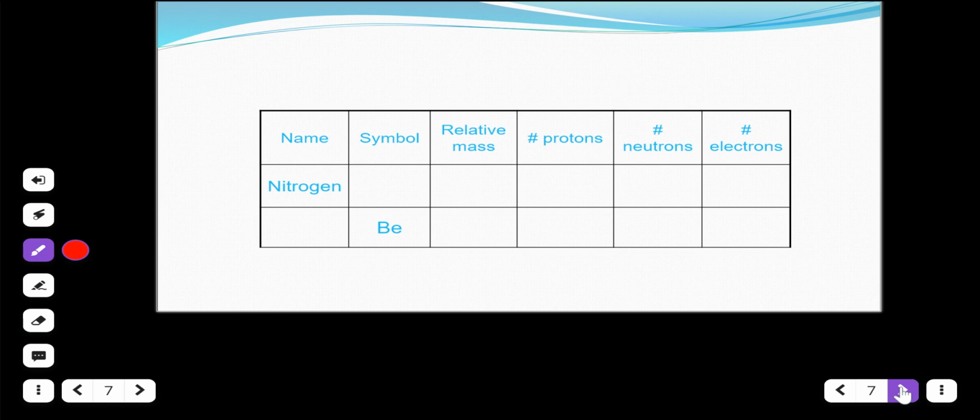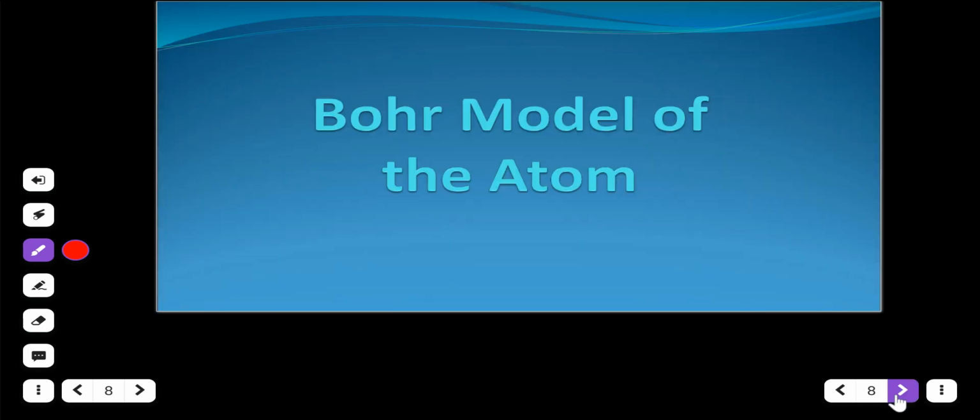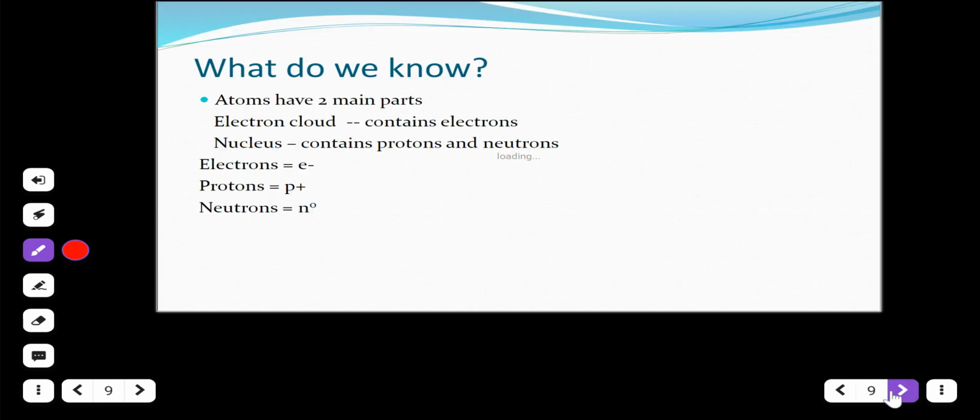All right, moving on. Let's talk about the Bohr model of the atom. What do we need to know? We need to know that the electrons exist in these clouds, and they have specific energies, and lower energies are in lower shells, higher energy electrons are in higher shells. And they always fill up from smallest energy shells to higher energy shells.